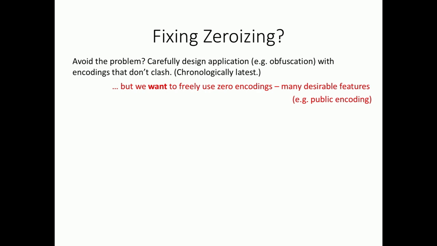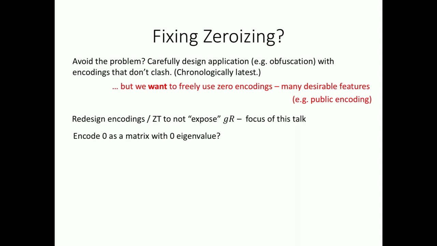And this is the motivation of many, many attempts. The first ones were to try to redesign the encodings or the zero testing parameter to not expose this g times r. I'm going to talk about some of these attempts today.